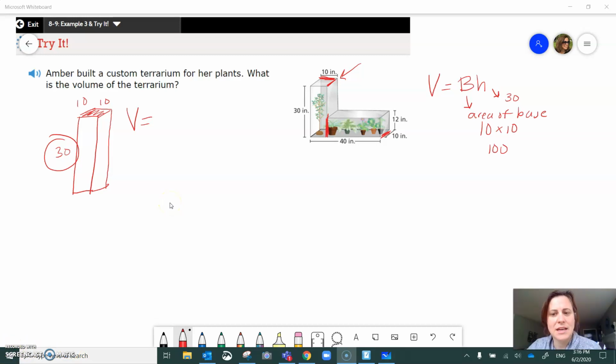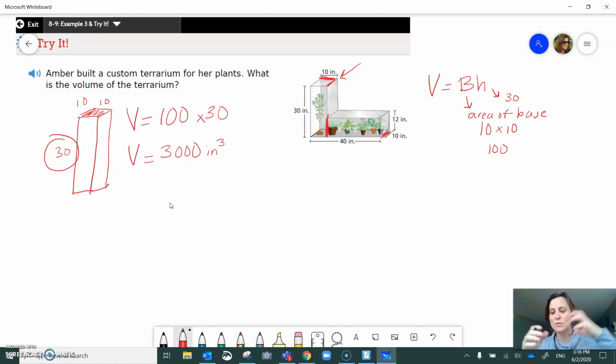The volume is the area of the base, which is 100, times the height of this figure, which is 30. 100 times 3 is 300, so 100 times 30 would be 3,000. And these are inches, and the shape of those inches are cubes, because it's three-dimensional, it's seeing how many cubes it would take to fill it up. Okay, so that takes us to the second section.